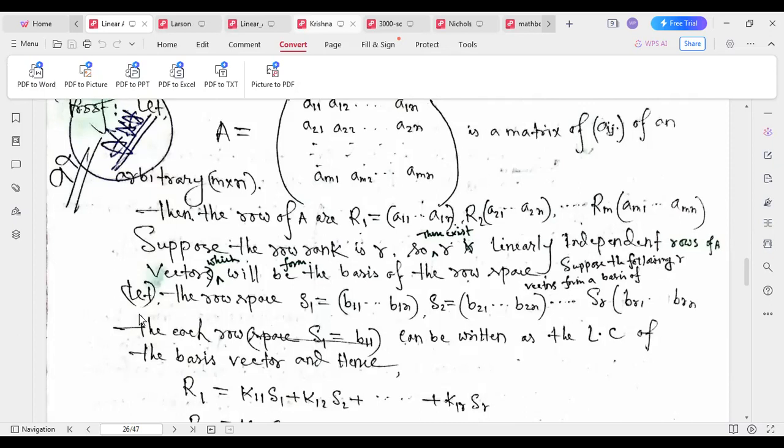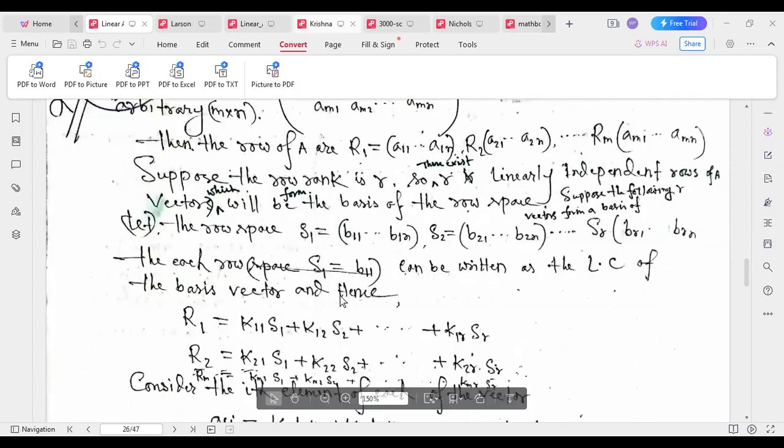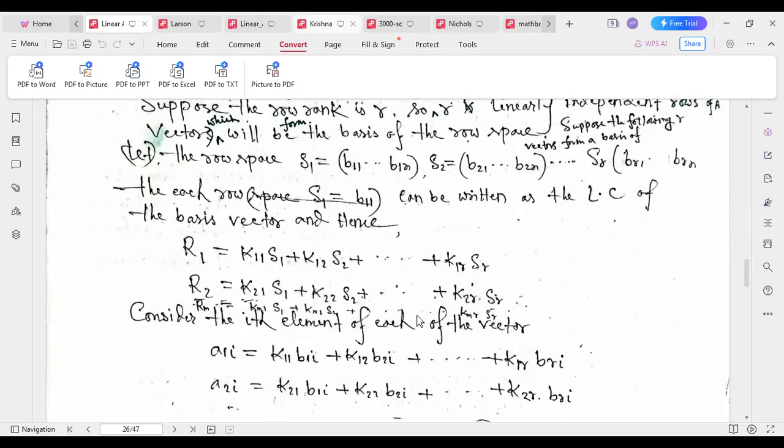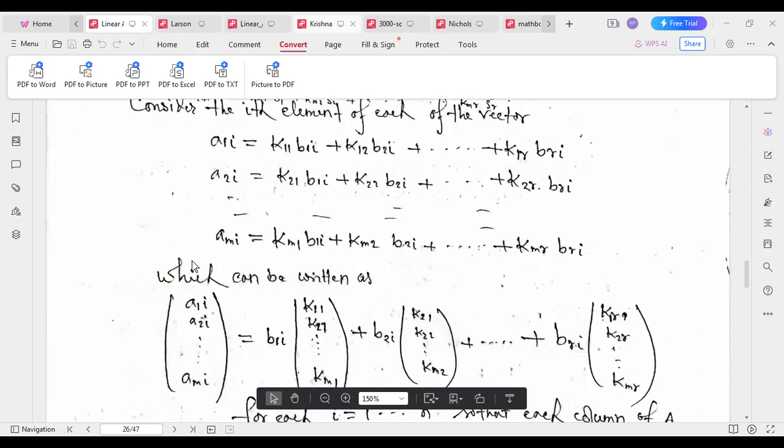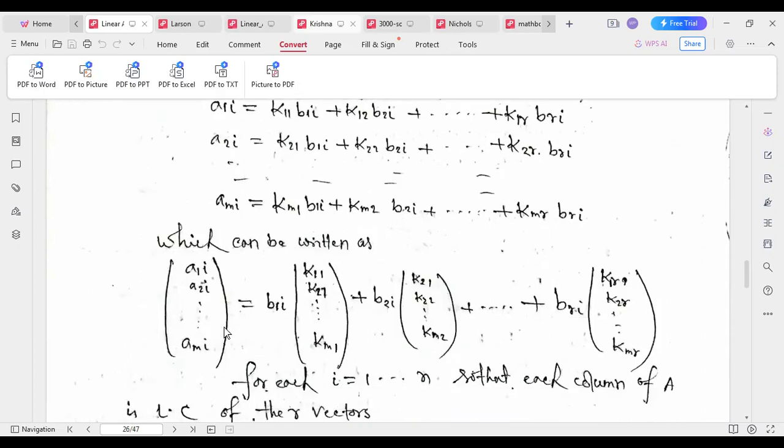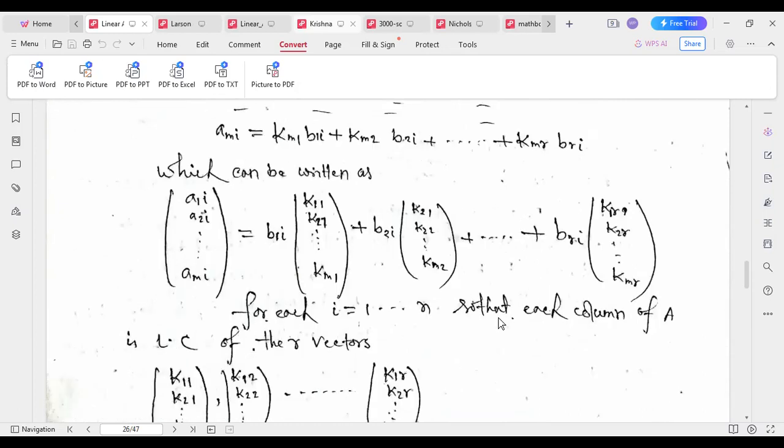Suppose the following are the row space, with S1 equals b11, ... and S2 equals ..., and these vectors form a basis S_r. So each row can be written as a linear combination of the basis vectors. So R1 can be written as this, R2 can be written as this. Similarly, Rm also can be written as this. So the i-th elements of each of the vectors, the a1i elements will be this. So the second row, third row, m-th row, i-th element can be written as these column vectors, and the coefficient b_i1 is common, and k1 these column vectors and these column vectors. Similarly, the last column vectors and b_ri are common for each i equals 1 to n.